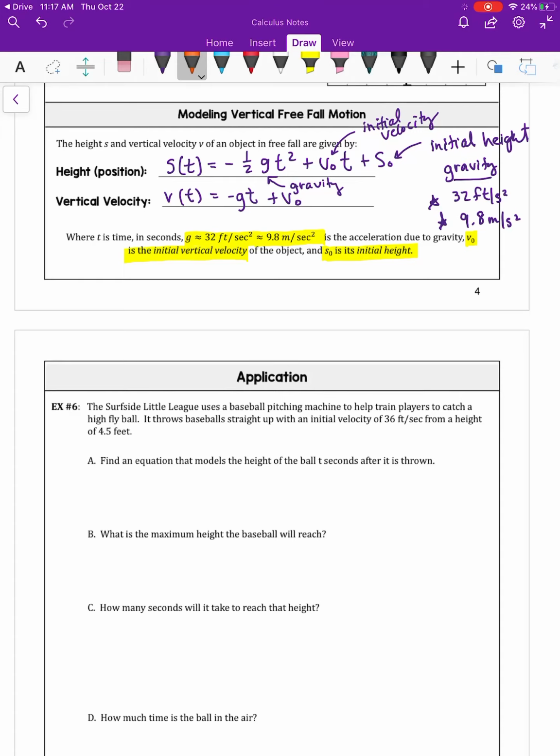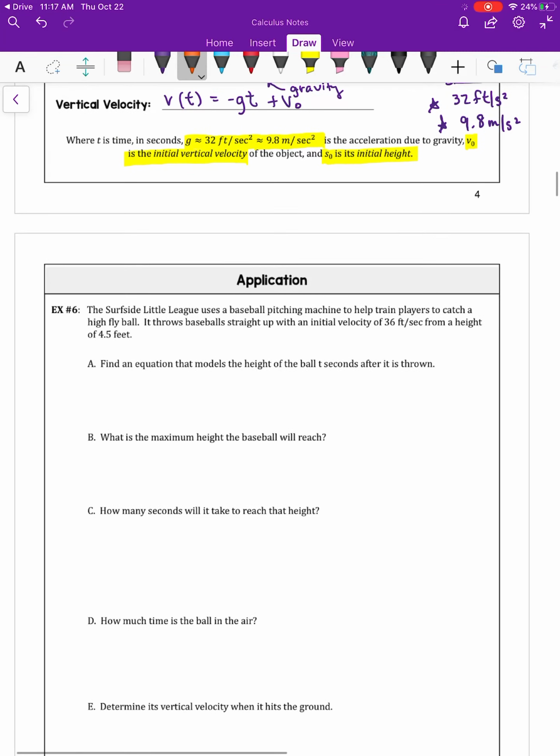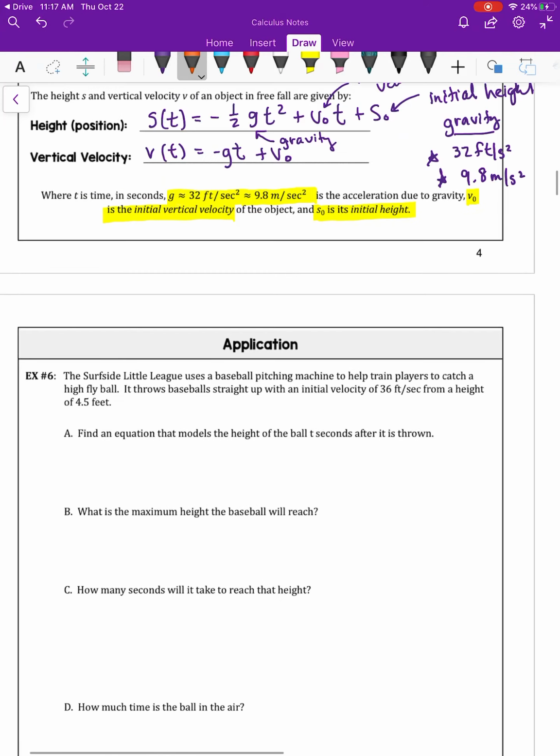So our application problem, it says the Surfside Little League uses a baseball pitching machine to help train players to catch a high fly ball. It throws baseball straight up with an initial velocity of 36 feet per second from a height of 4.5 feet. Find an equation that models the height of the ball t seconds after it is thrown. So you're going to be using this height equation.